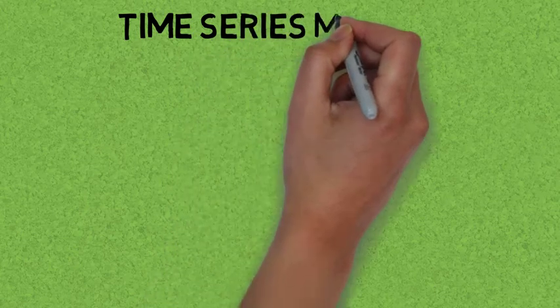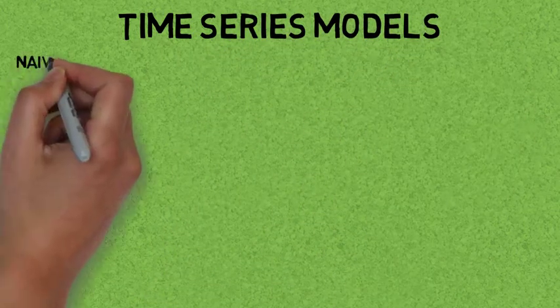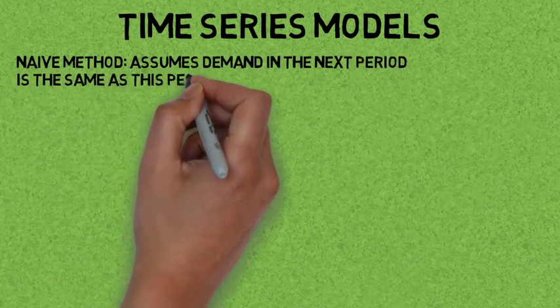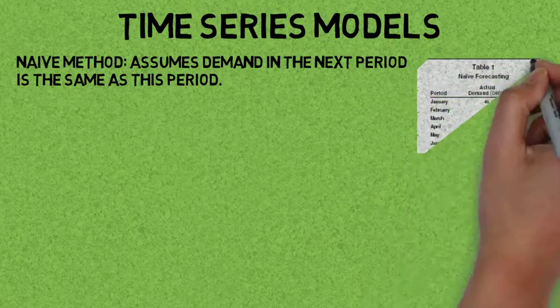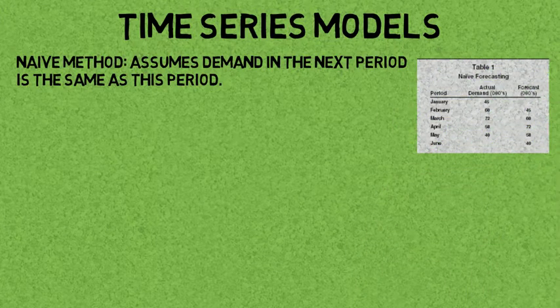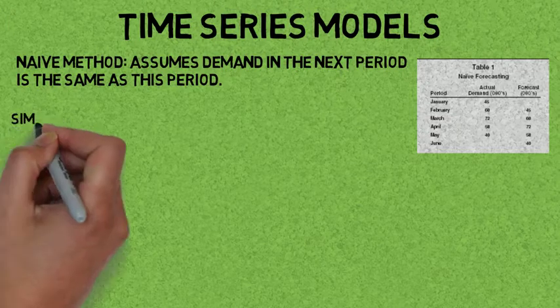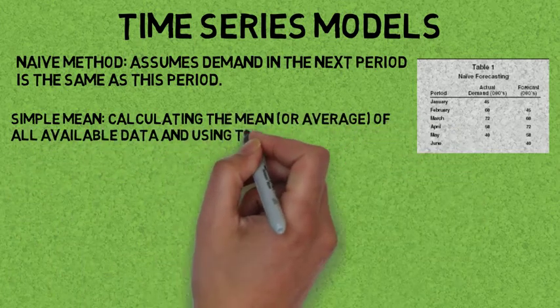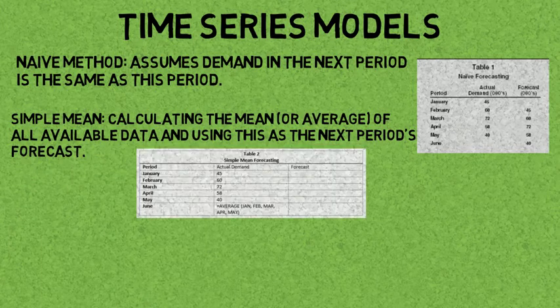There are also different types of time series models. First is the naive method. This method assumes demand in the next period is the same as this period. Although this method seems rather simplistic, and for a lack of a better word, naive, it can be accurate when doing short-term forecasting. In addition, it does not require a large amount of effort and resources expended on computing using more complicated procedures. Second is the simple mean. This is exactly what it says. It is calculating the mean or average of all available data.